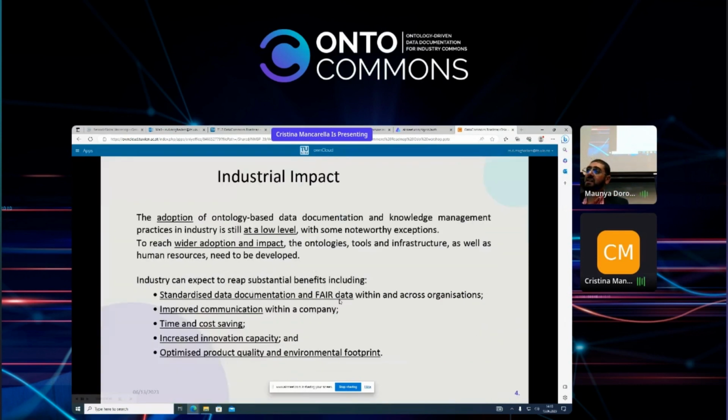As for industrial impact, what we are really looking for is the adoption of ontology. The adoption of ontology as a basic data documentation and knowledge management practice in industry, unfortunately, is still at a low level. So we are looking to reach wider impact. That's why, with OntoCommons, we are trying to show the benefit that we can have from using ontologies for data documentation in industry. It can also be a tool to create business value. So this is our main context of the roadmap.